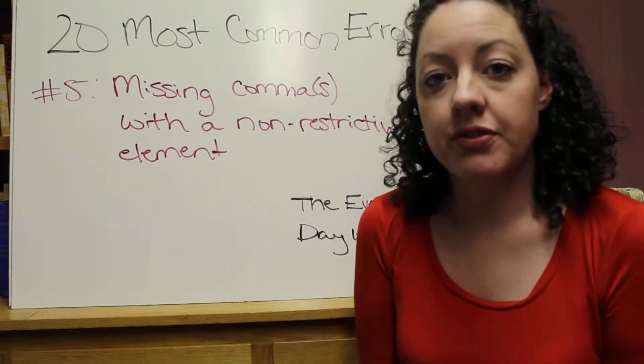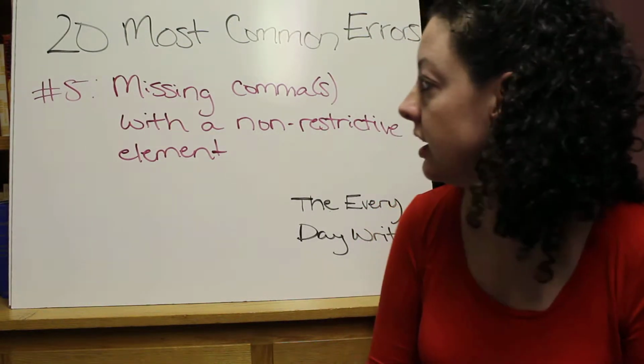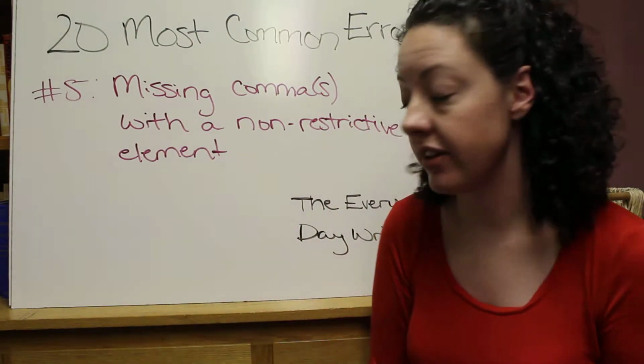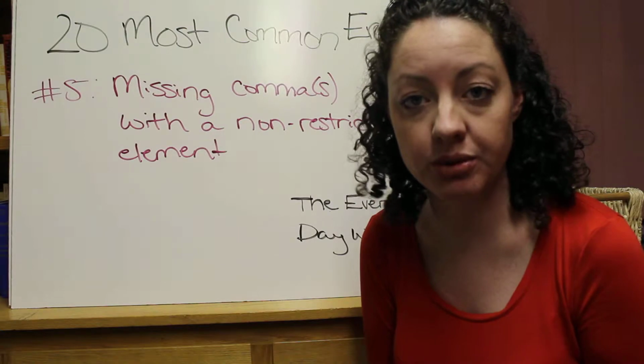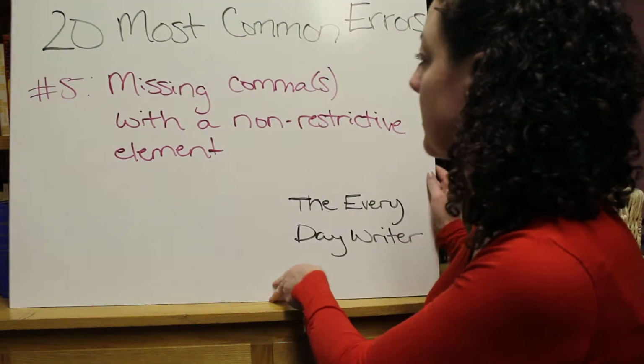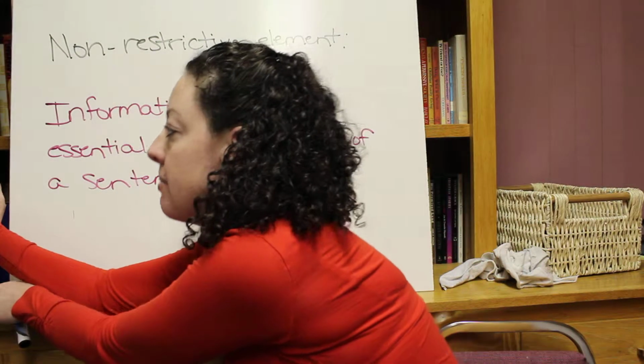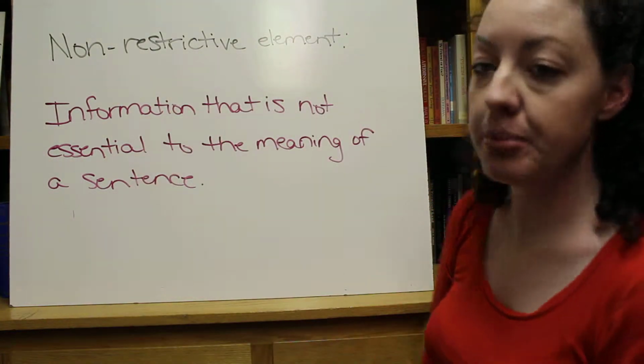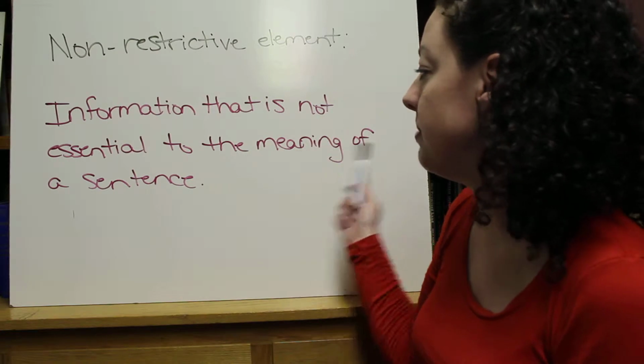The fifth of the 20 most common errors in writing is a missing comma or commas with a non-restrictive element. And of course, these are part of the everyday writer. You might be asking, what is a non-restrictive element? Well, it's information that is not essential to the meaning of the sentence.